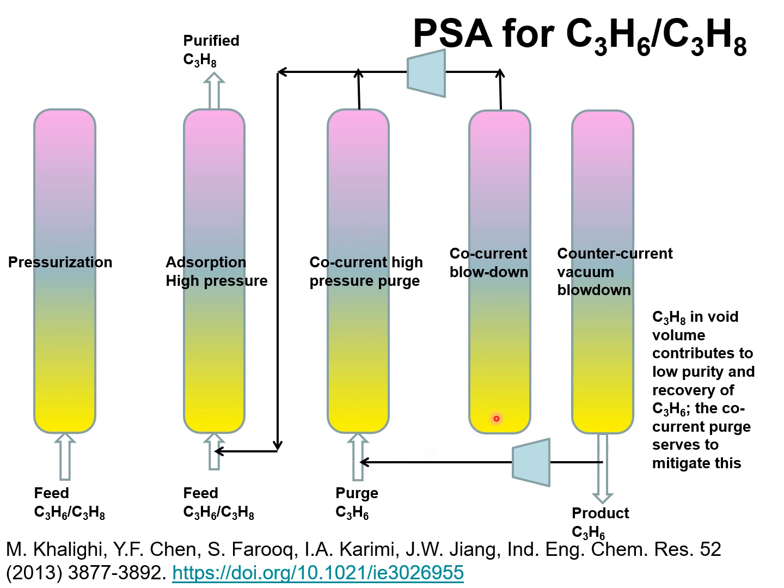This is followed by a co-current blowdown step, and finally a counter-current vacuum blowdown is used to recover propene of the desired purity. The product purity is dictated strongly by the amount of propane that is still present in the void volume and in the pores in this final counter-current vacuum blowdown step.